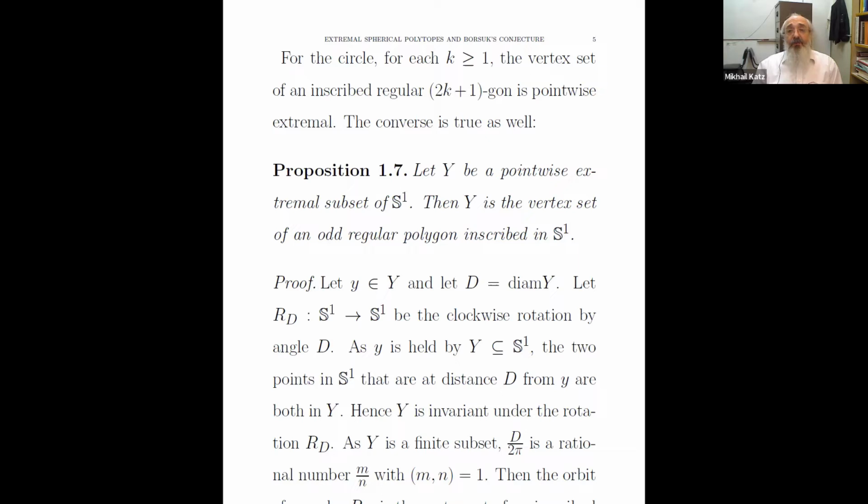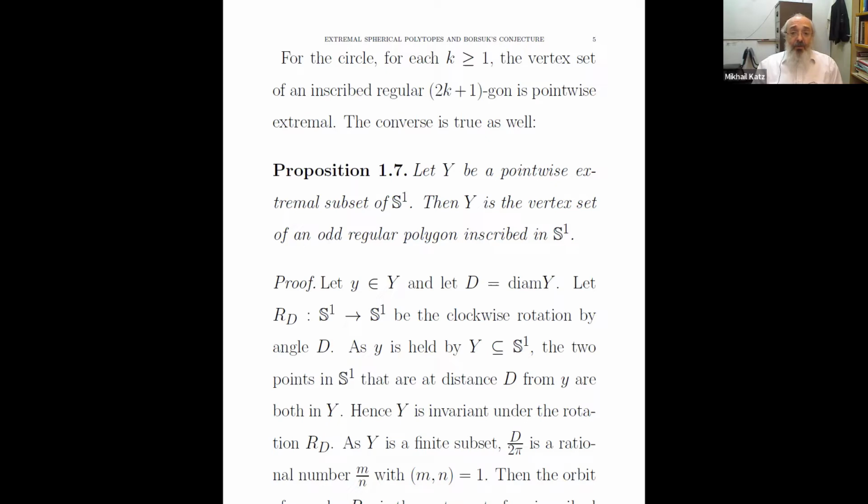For the circle, the set of vertices of any regular odd polygon is an example of such an extremal configuration. So a triangle, pentagon, 7-gon. These are easy to see to be extremal in this sense. And the converse is also true. If you have an extremal subset of the circle, then it's the set of vertices of an odd regular polygon. It couldn't be an even regular polygon because it would then contain a pair of opposite points, which would give you a very big diameter, which is not allowed.